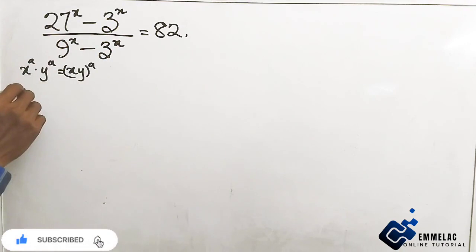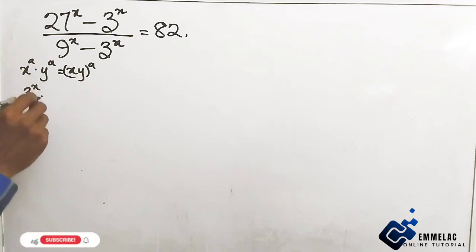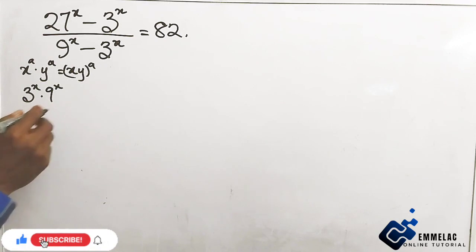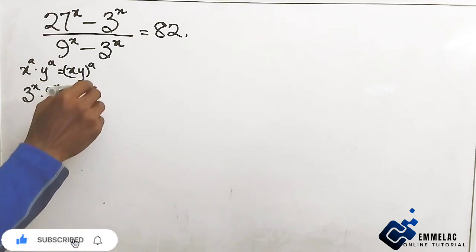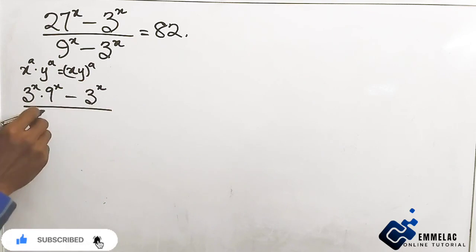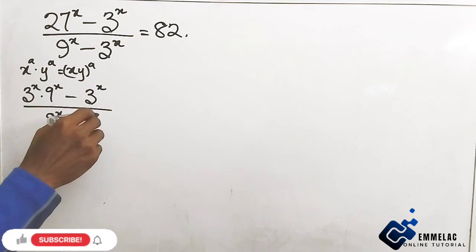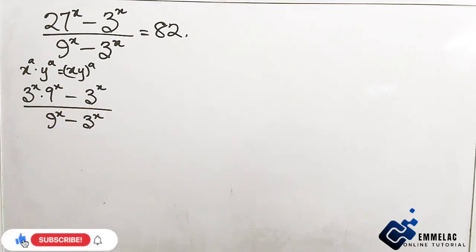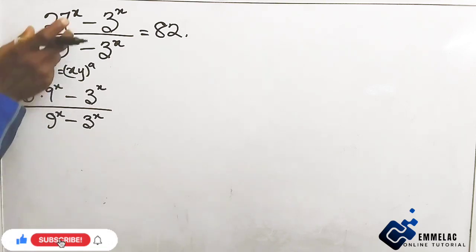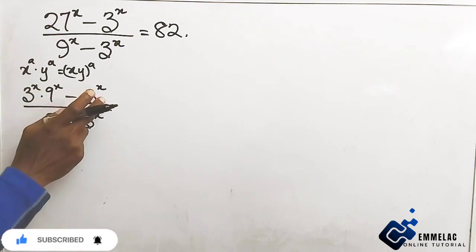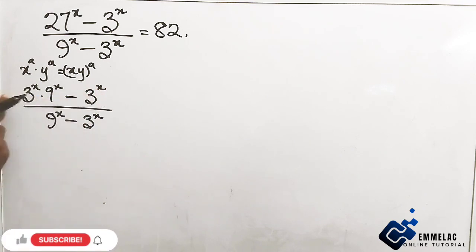So here we can now say this is 3 raised to the power of x, following this law, times 9 raised to the power of x, minus 3 raised to the power of x, then all divided by 9 raised to the power of x minus 3 raised to the power of x. Since we've simplified this, we can see we have one common factor here, 3 raised to the power of x. Alright, let us factor this out.